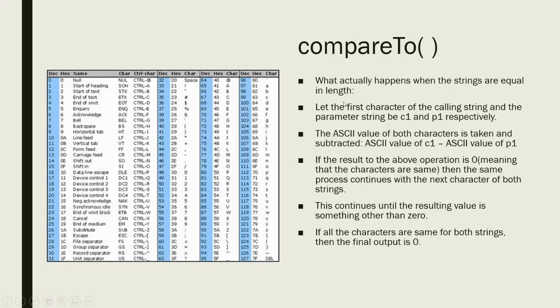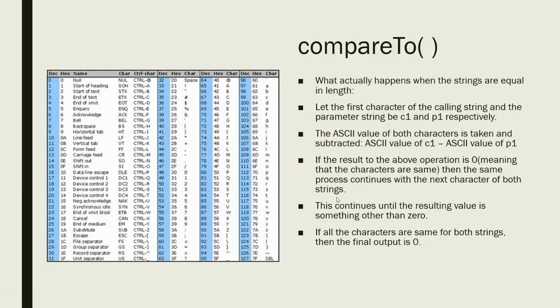It takes the first characters of both strings, let's call them C1 and P1. Now, every character in Java has an ASCII value, which you can see in this image right here. And do note that this function is case sensitive, so uppercase and lowercase letters would have different ASCII values. For example, if you take A, capital A has an ASCII value of 65, while small a has an ASCII value of 97. The computer takes the ASCII values of C1 and P1 and subtracts P1 from C1.